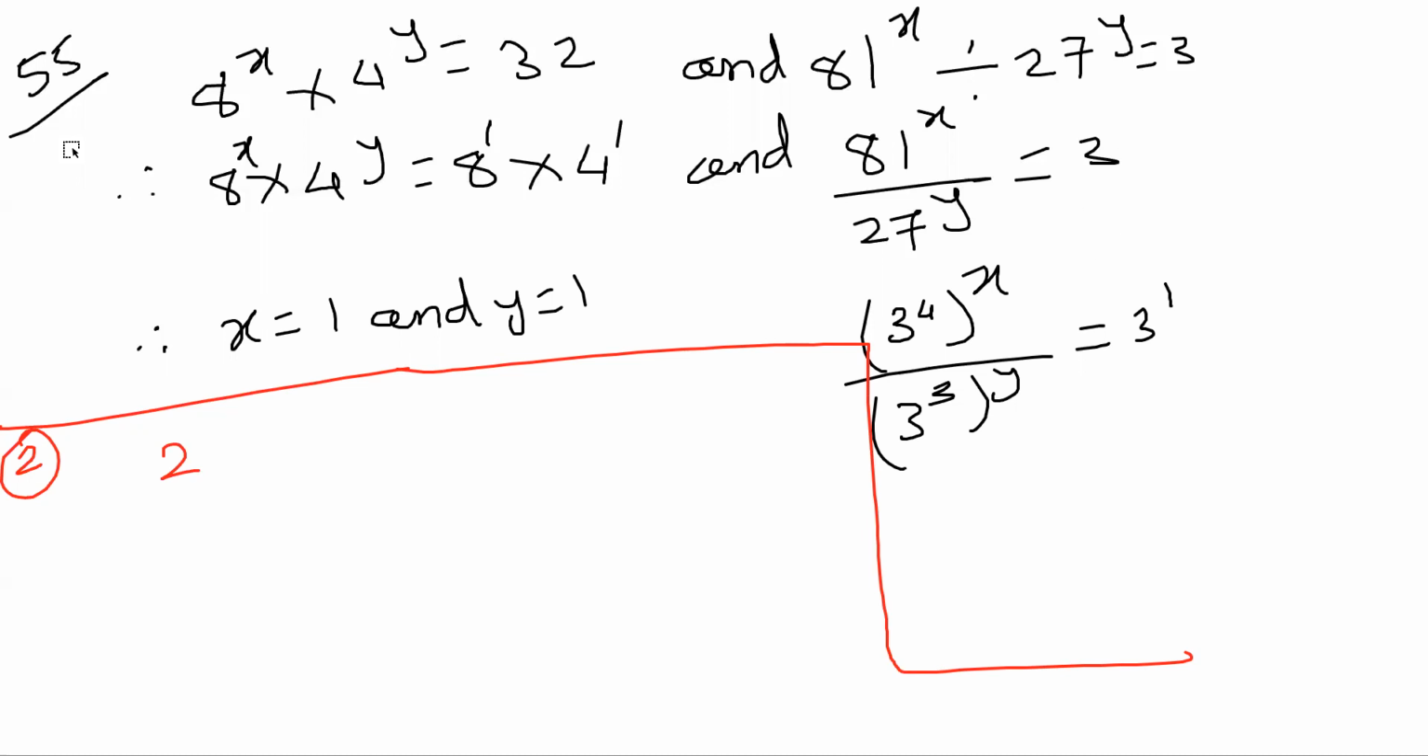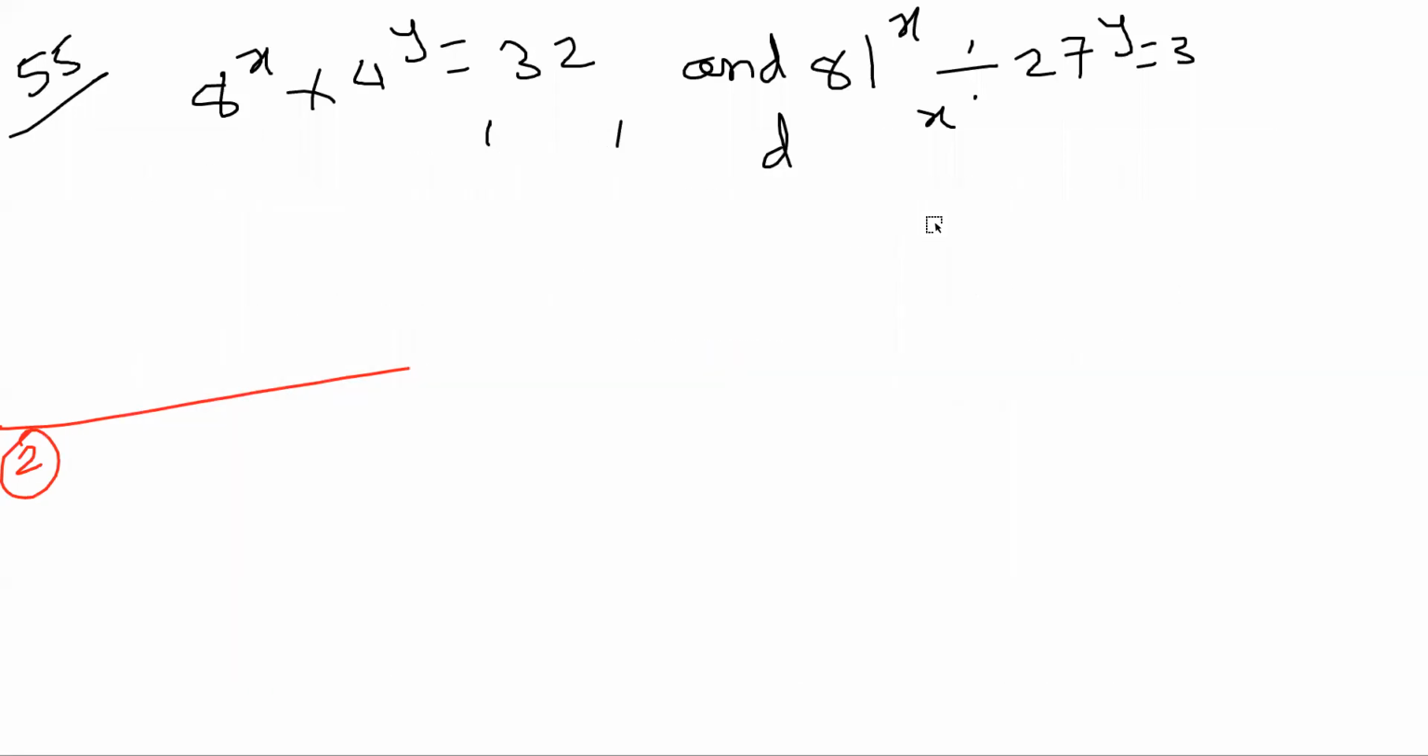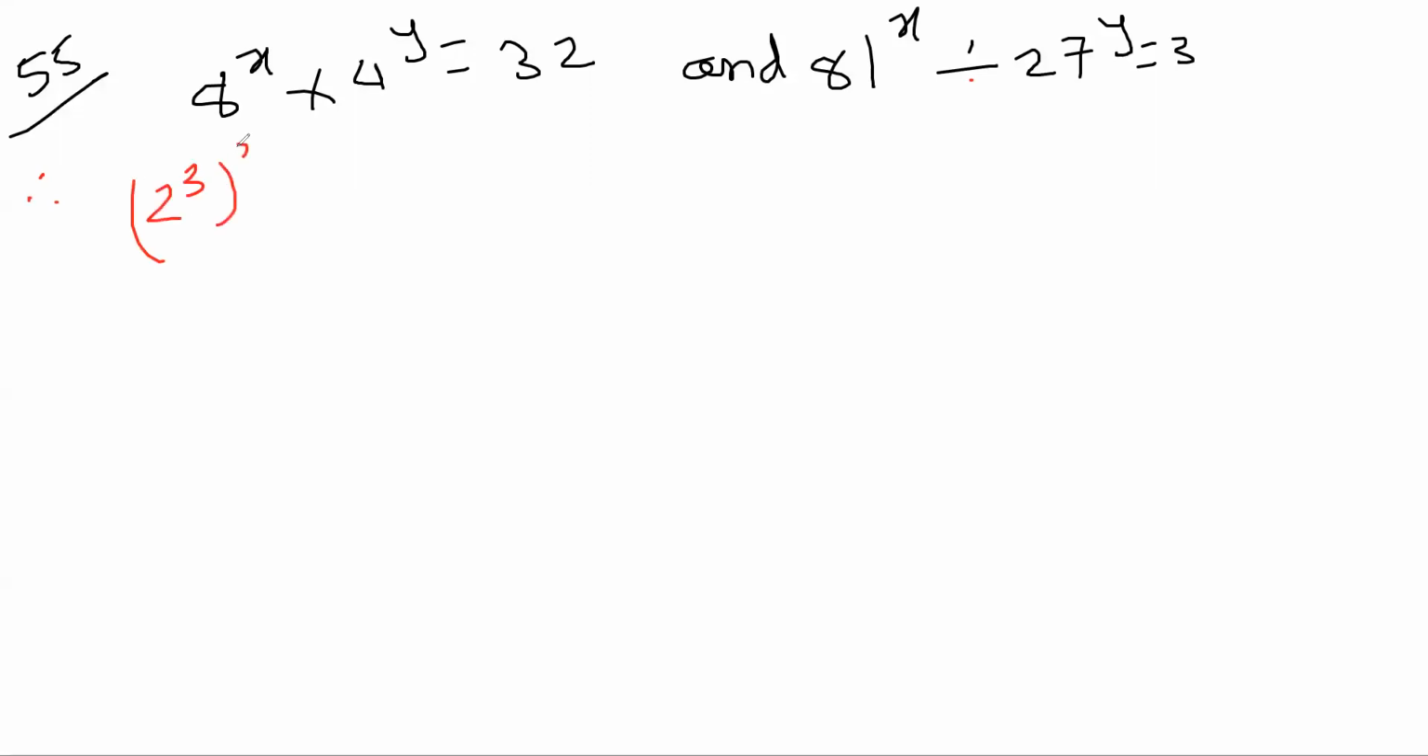Okay, so let me erase this one. I will show you how to do it, watch and then solve. What you have to do is convert everything in the base of 2. So what is 8? 2 cube. And what is 4? 2 square. And what is 32? 2 raised to 5.